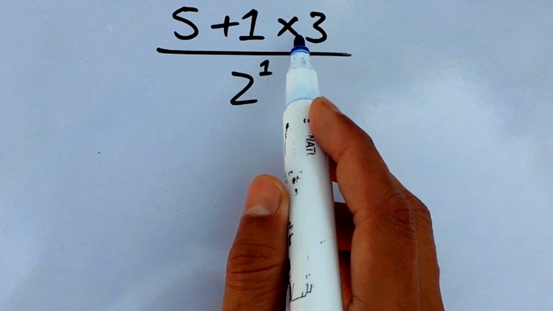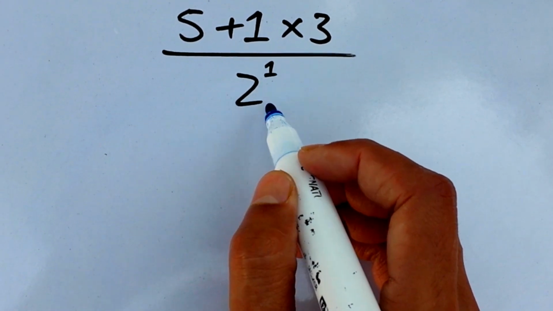So we are solving 5 plus 1 times 3, all divided by 2 to the power of 1.